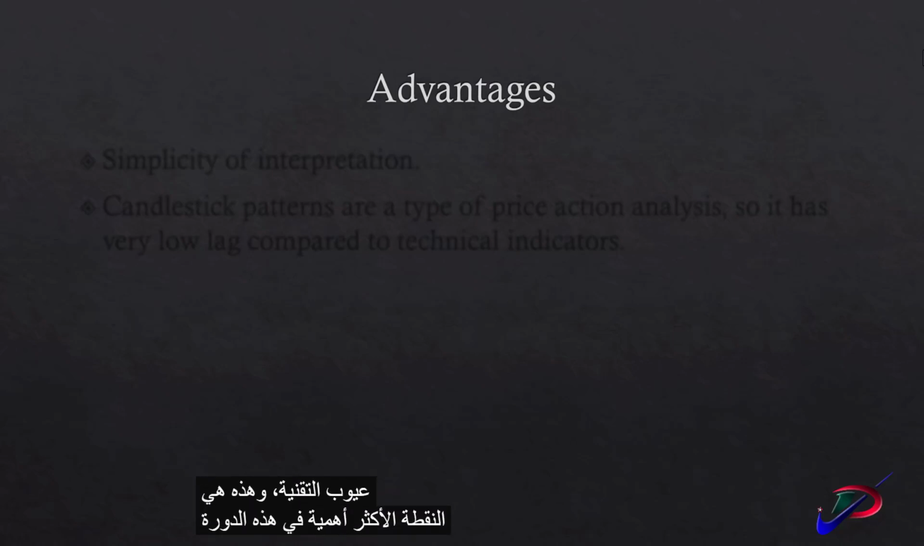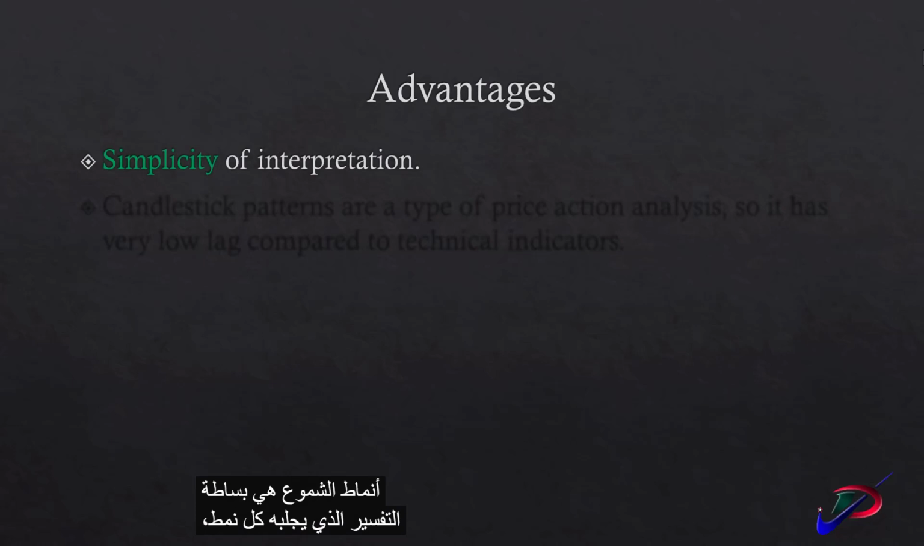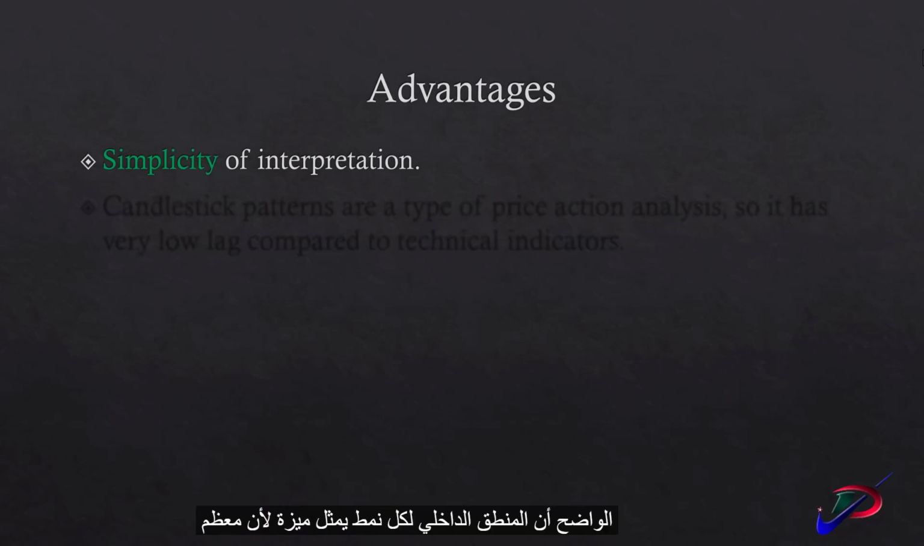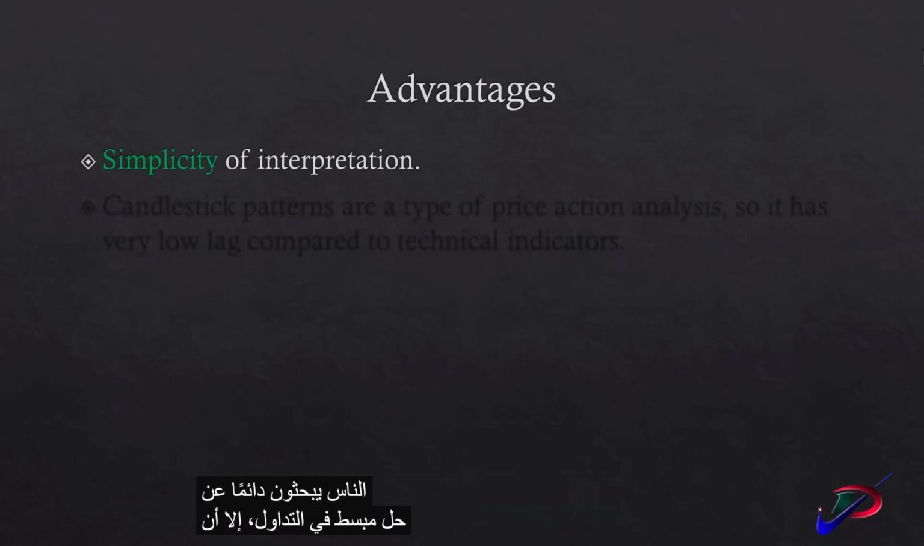This is the most critical point of this course because we need to be as unbiased as possible regarding any trading technique. That means truly accepting its strong and weak points. The most obvious advantage of using candlestick patterns is the simplicity of interpretation that each pattern brings. In other words, it's very easy to understand what each pattern means and the internal logic of each pattern. That's clearly an advantage because most people are always after a simplistic solution in trading. However, the simplicity comes at a cost, as we'll see in a moment.